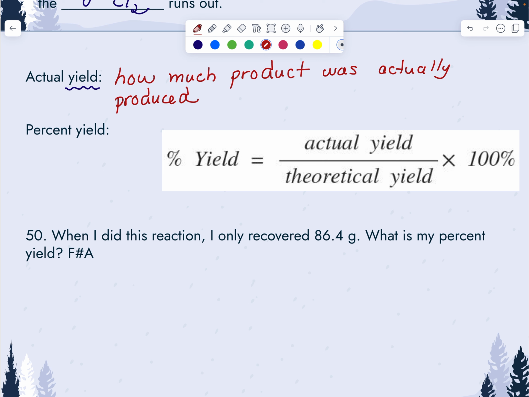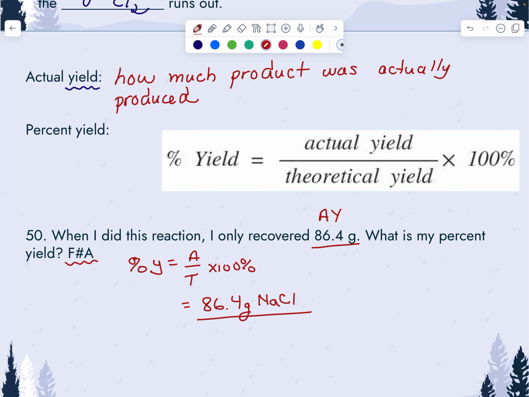So if I look at the next question here, number 50, when I did this reaction, I only recovered 86.4 grams of NaCl. What was my percent yield? And again, remember, now that we have a formula, we're going to be writing the formula all the time, percent yield, and I will often abbreviate it: actual yield over theoretical yield times 100%. In this question, I gave you the actual yield, and most of the time I'm going to give you the actual yield. It says I only recovered, right? Recovered means get back. I was only able to make 86.4 grams of NaCl.